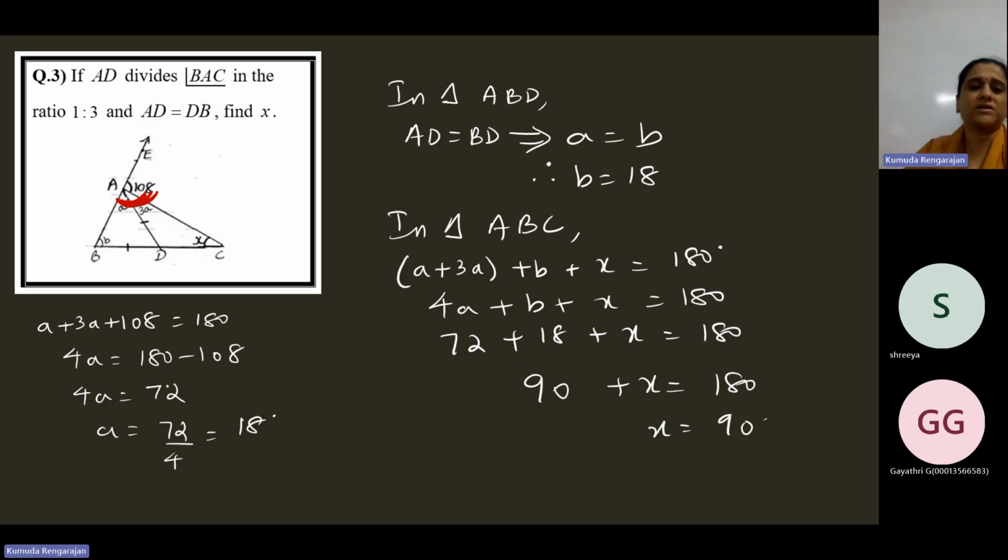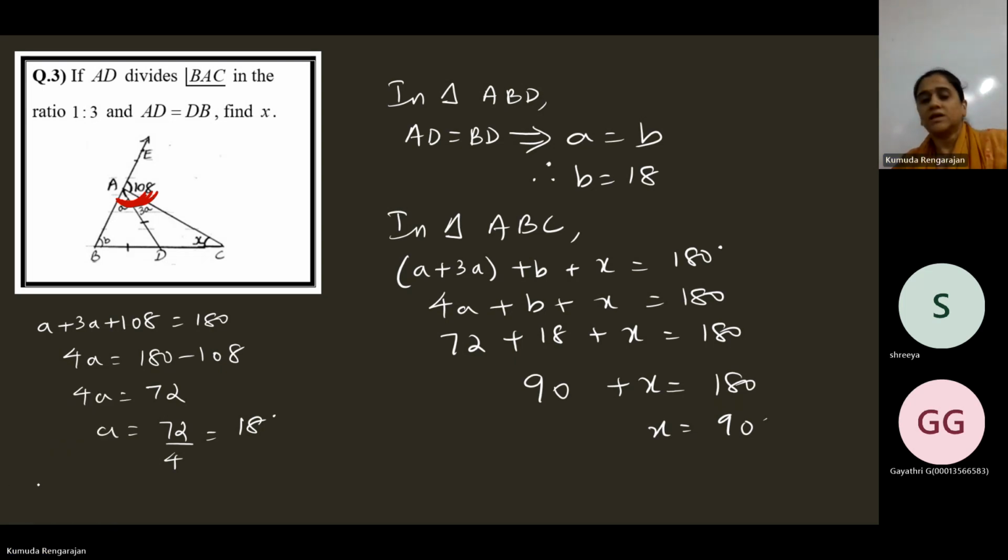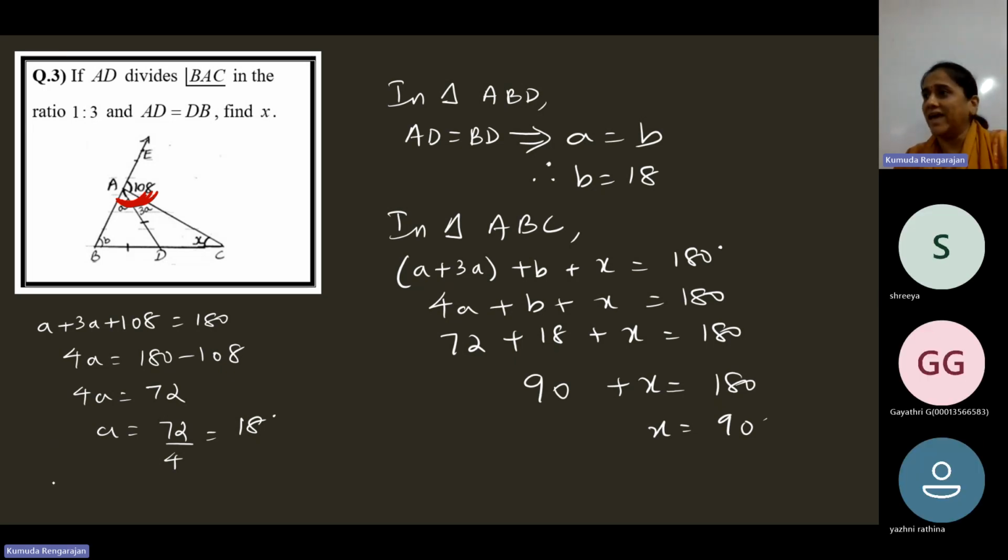Okay, the figure does not support the value of X, but just ignore it. I'll just check why the figure is like this. See, X is equal to 90, but in the figure, X doesn't look like 90, right? Please ignore that. There's something wrong with the figure or the information given, but this is the working.